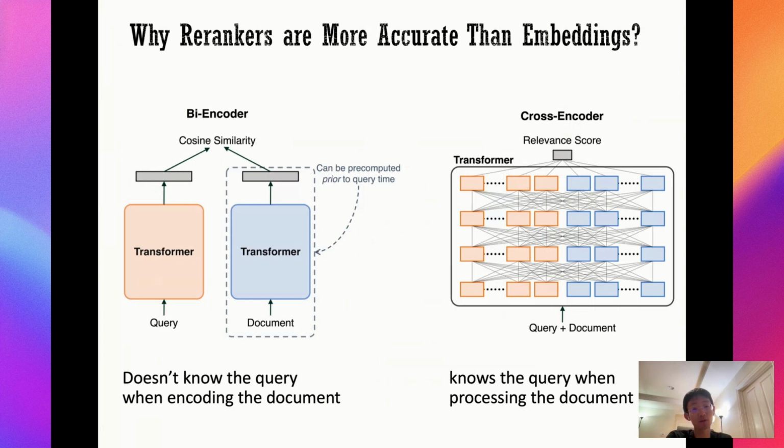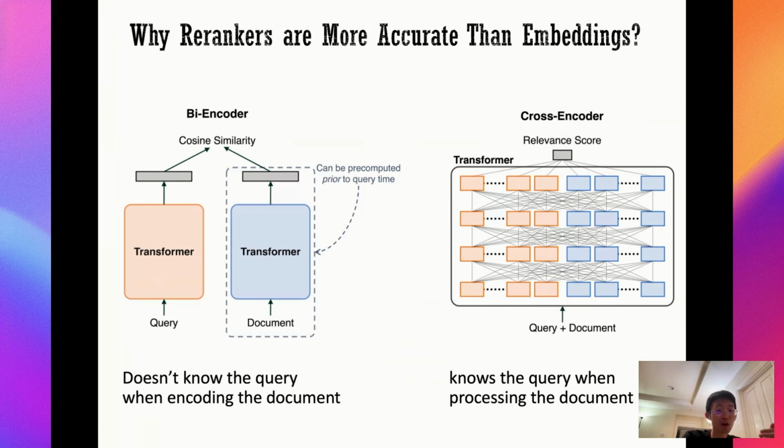However, when you have this reranker, the setup is that at the time you have the reranker, you already have a small set of documents, so you can afford to concatenate the query and document together and give it to a transformer together. So it's called a cross encoder, as you can see from the figure.